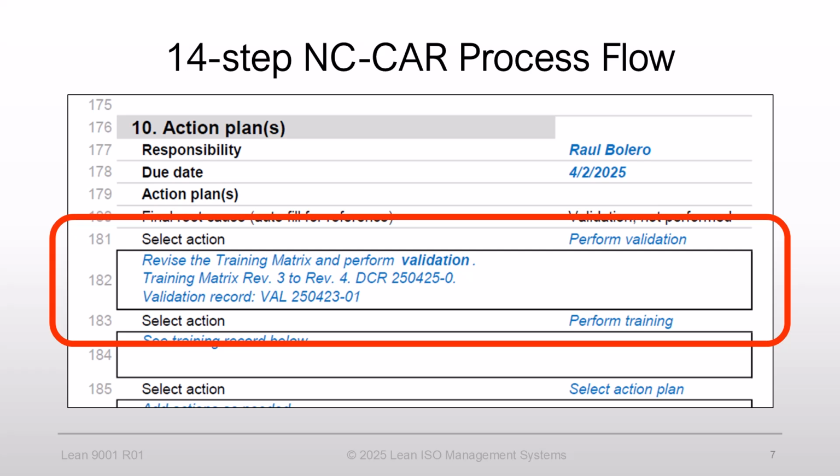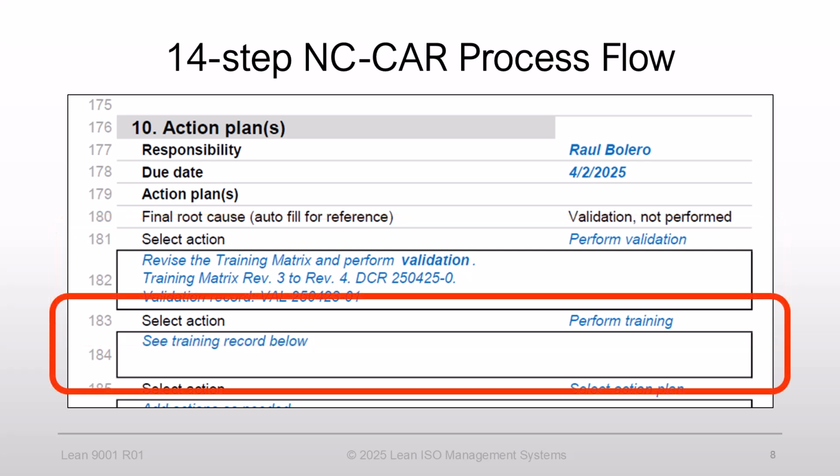We revised the training matrix from revision 3 to revision 4. This was documented under DCR 250425-1. We then validated the updated form, with results recorded under Validation Record VAL 250423-01.